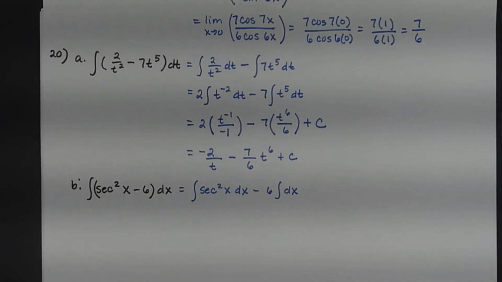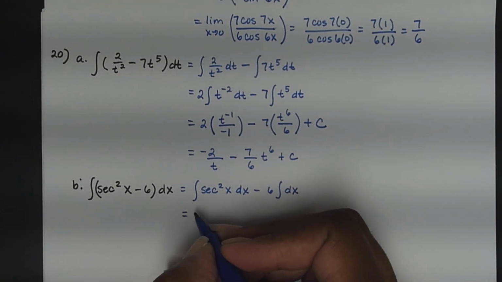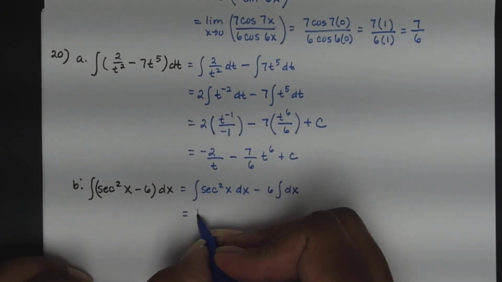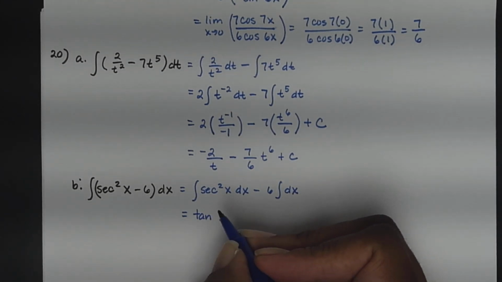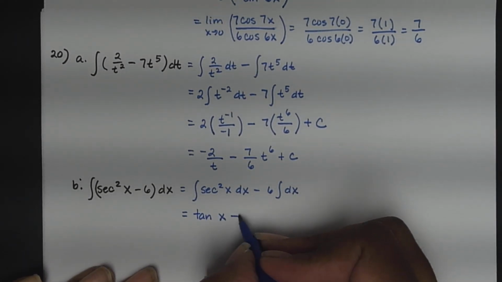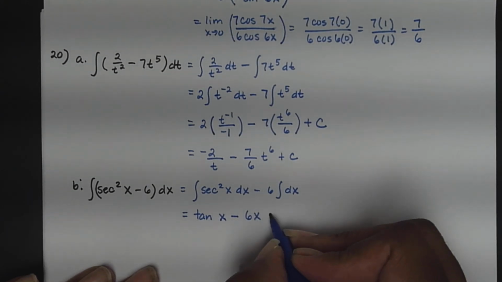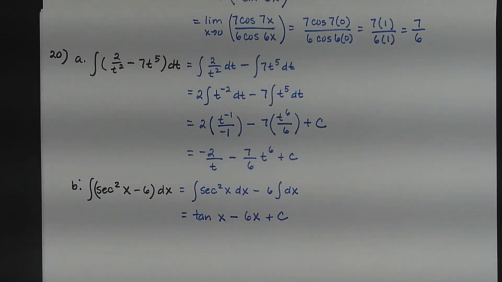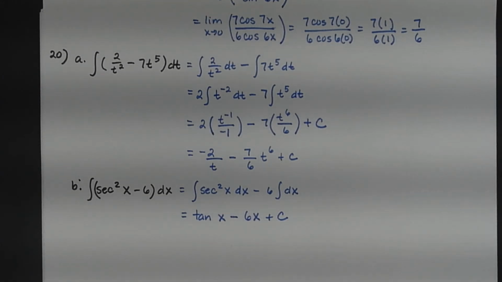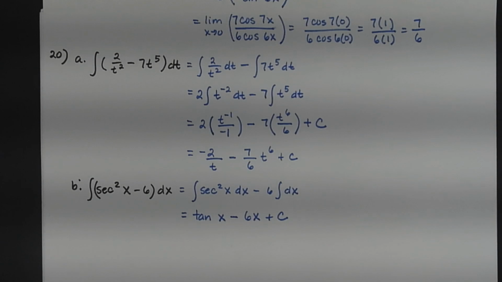Now let's go ahead and integrate each part. The integral of secant squared x, this is one of your 6 trig functions here for integrals, that's tangent of x, minus 6 times the integral of dx would just be x, and then plus c, since it's an indefinite integral. Okay? So my final answer there would be tangent x minus 6x plus c.